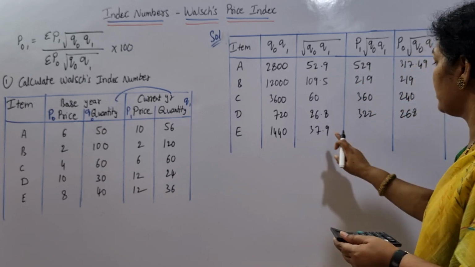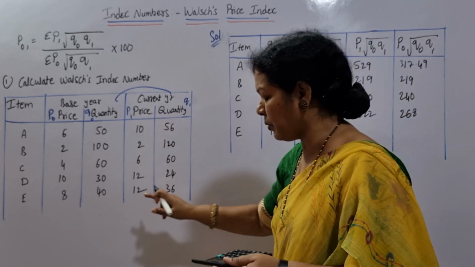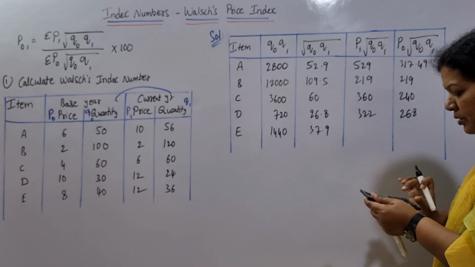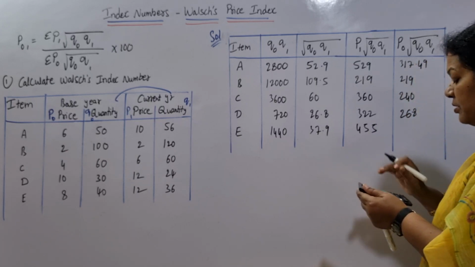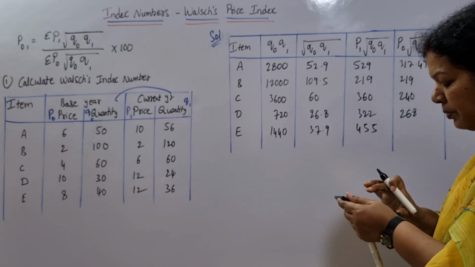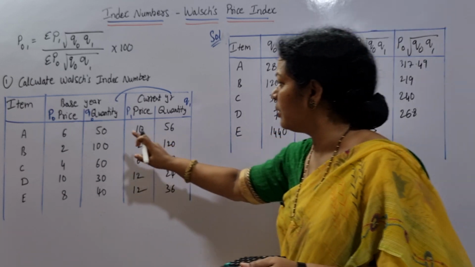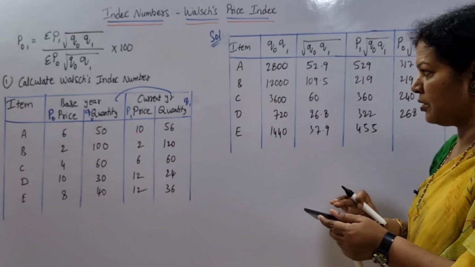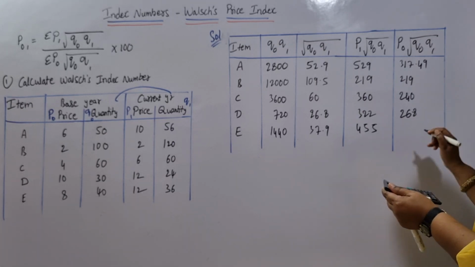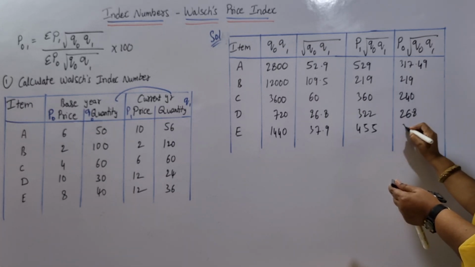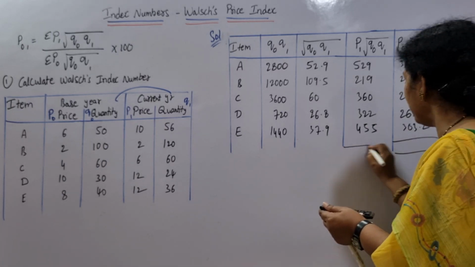37.9 we are getting. 37.9 into P1. P1 is here 12, 37.9 into 12, it's 455. In the same way, 37.9 into P0. P0 is 8, 37.9 into 8 comes to 303.2. We'll total up only these two.